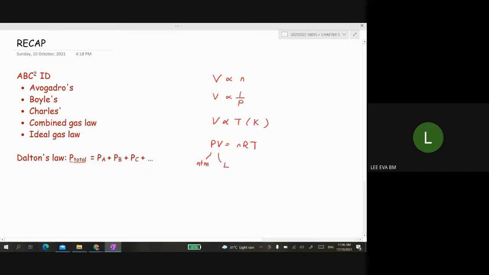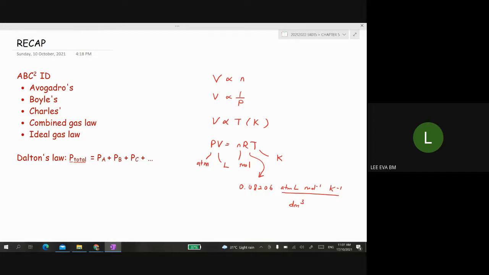A quick review: unit for pressure must be atm. Volume must be in liter. And this one, definitely mole. And then we have the temperature, it should be in Kelvin. And most importantly, your gas constant R has a value of 0.08206 with the unit of atm liter per mole per Kelvin. You must remember the unit. Instead of liter, we can also use dm cubed.